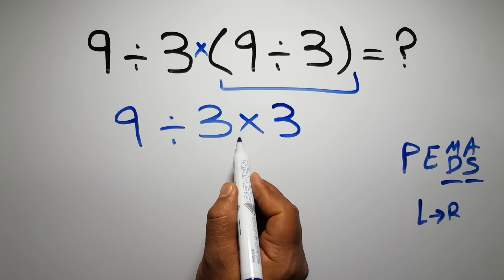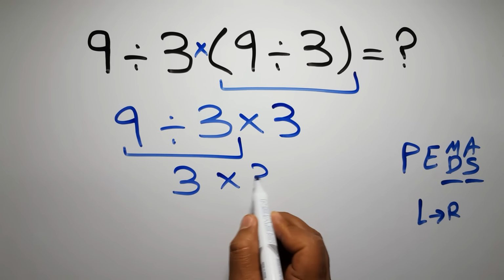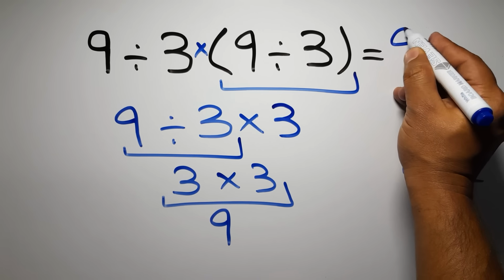9 divided by 3 gives us 3. So 3 times 3 is just 9. And this is our final answer to this problem. The correct answer is 9.